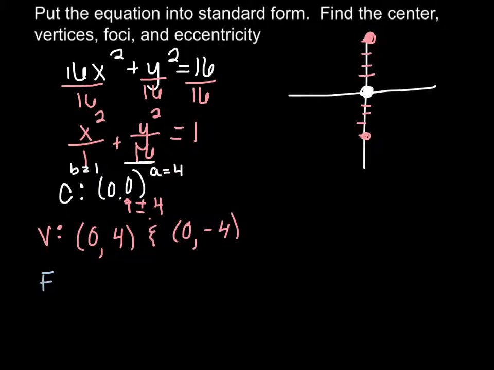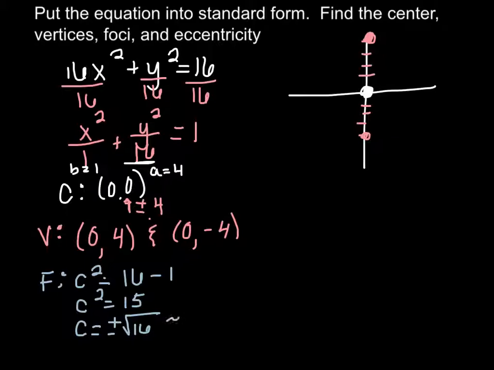To find the focus, we're going to use the equation c squared equals a squared, which is 16, minus b squared, which is 1. So c squared equals 15, therefore c equals plus and minus the square root of 15. The square root of 15 is approximately 3.9.